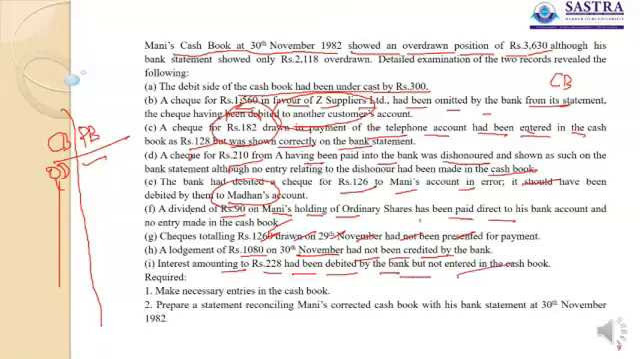Do understand the transactions, analyze them again and put them on the respective side in the cash book. What is the question here? Required: make the necessary entries in the cash book first. Prepare a statement reconciling Money's corrected cash book with his bank statement as on 30th November 1982. So what we need to do first is prepare the cash book. How to prepare the cash book? Go here.